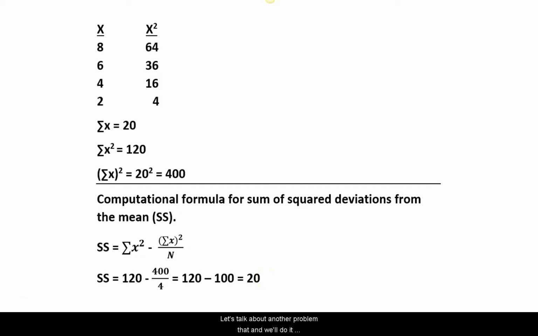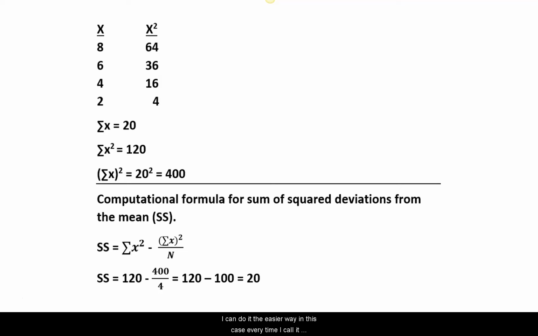Let's talk about another problem and we'll do it both ways. Here are four numbers in a population that have a sum of 20 and of course a mean of 5. I can start off doing it the computational way as we discussed before. I've got the sum of all the values squared at 120, or I add them all up and then square. 20 squared is 400. Plug them into that really direct formula there. 120 minus 400 over 4. 120 minus 100 is 20.